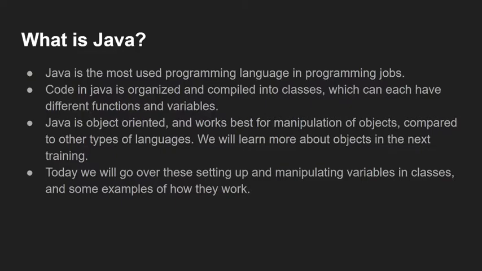Code in Java is organized and compiled into classes, which each have different functions and variables in them. I know this sounds confusing, but it'll get less confusing as we go on. Functions, variables, and classes are practically the main thing we're going over today. Java is object oriented, which works best for the manipulation of objects compared to other types of languages. We're going to learn more about this in the next training. Today's going to be more the basics. Today we're going to go over setting up and manipulating variables and classes and some examples of how they work.